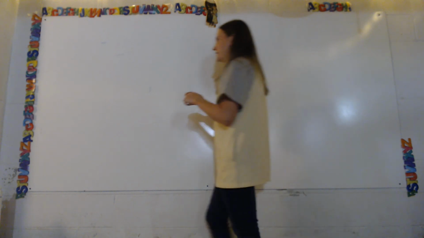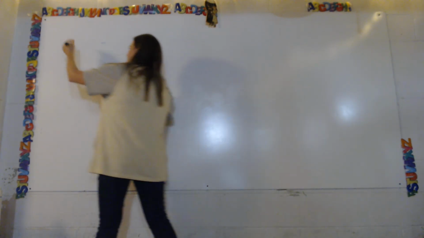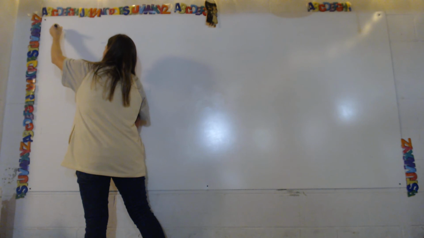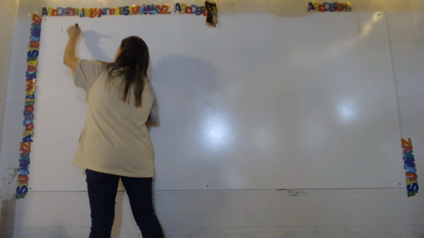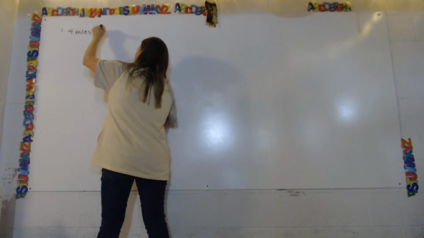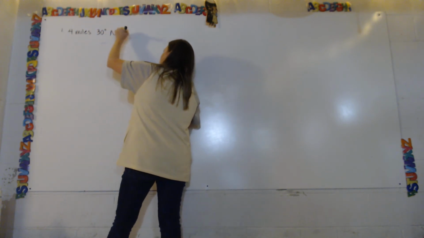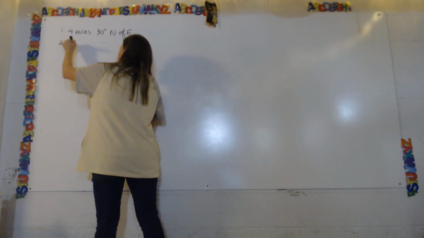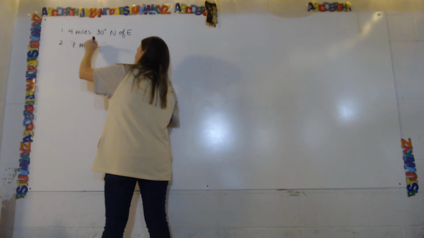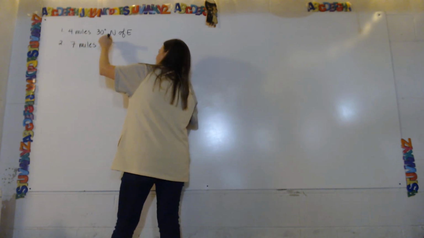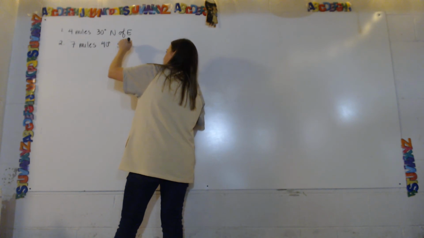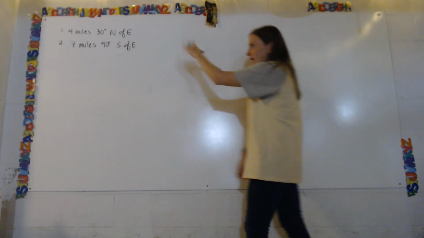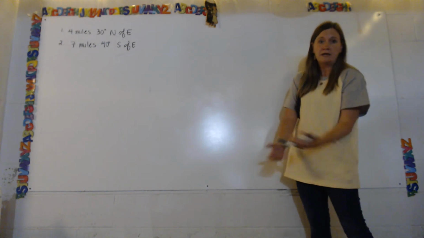Okay, so let's add two vectors. So let's say I went walking, and I walked two distinct directions. So first I walked 4 miles, 30 degrees north of east, and then I walked 7 miles. This is a heck of a walk, my word. 7 miles at 40 degrees south of east. And so the question is, where did I end up? So I'm going to add these two vectors to see where did I end up.